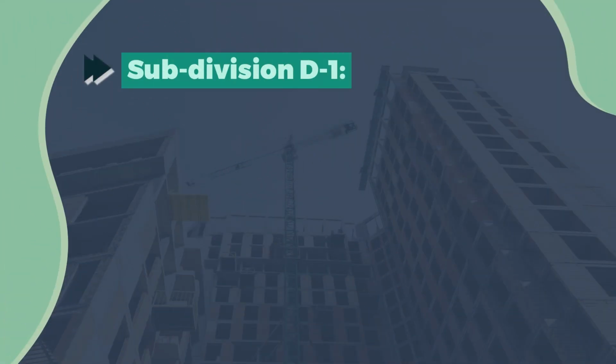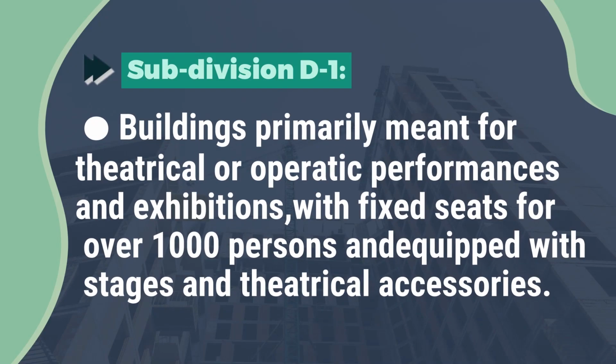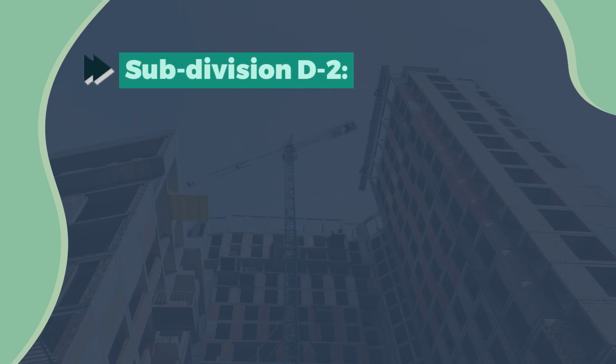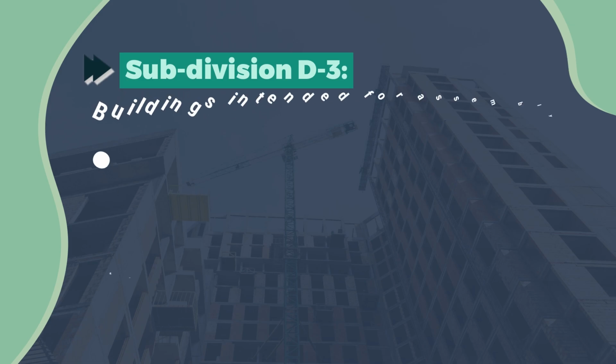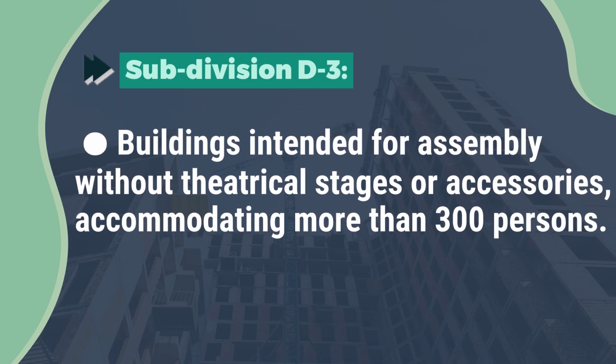Subdivision D1: buildings primarily meant for theatrical or operative performances and exhibitions with fixed seats for over 1000 persons and equipped with stages and theatrical accessories. Then the subdivision D2: buildings as described for subdivision D1 but with fixed seats for less than 1000 persons. Then the subdivision D3: buildings intended for assembly without theatrical stages or accessories, accommodating more than 300 persons.